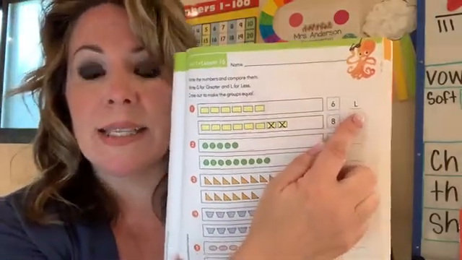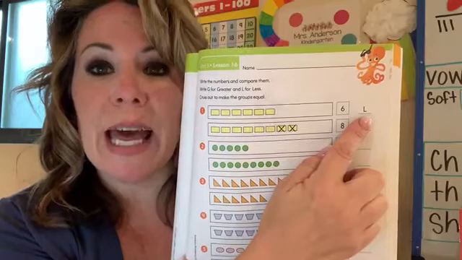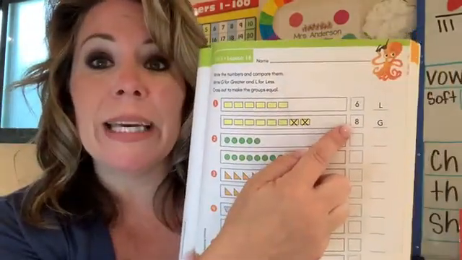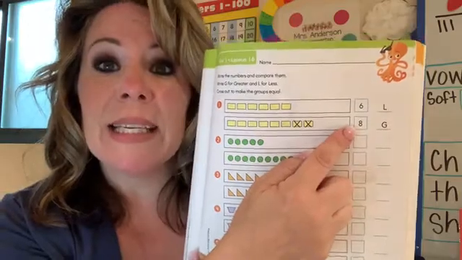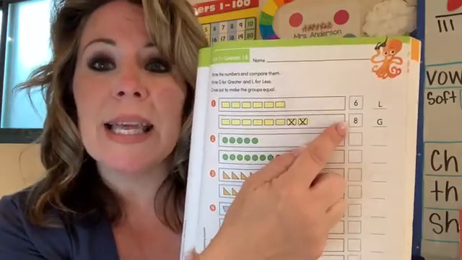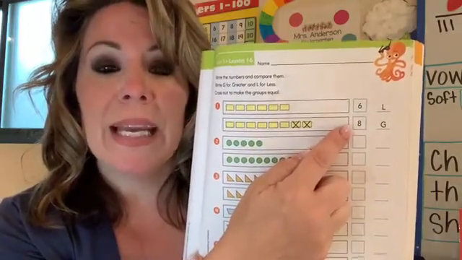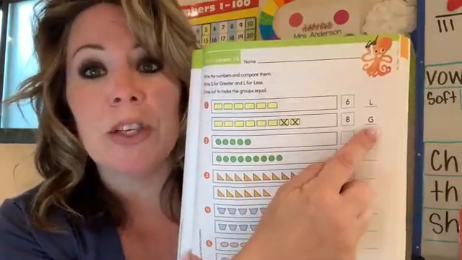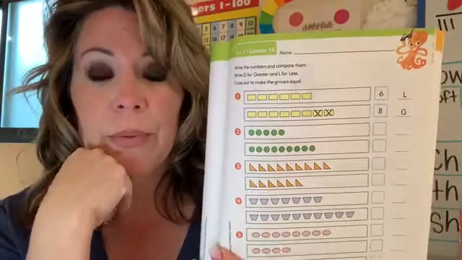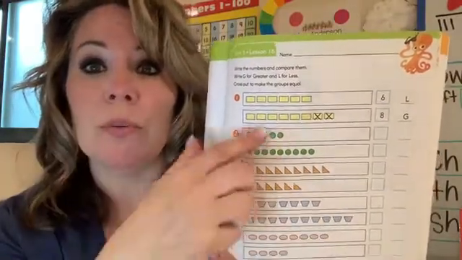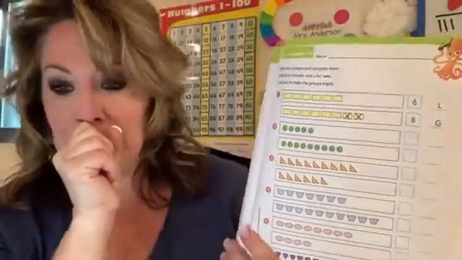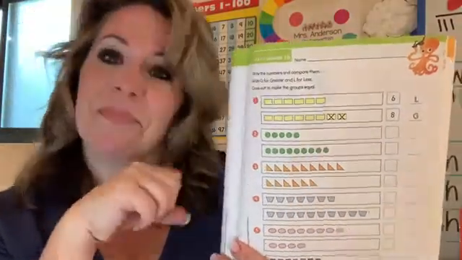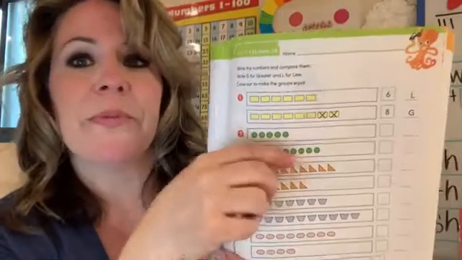6 is less. So I write L for less. Now I ask that question again, but I'm looking at 8. Is 8 greater or less than 6? 8 is the bigger number. It is greater. So I would write G for greater. Okay, that's instructions number 2. Now, number 3, excuse me. All right, I think we're all clear.